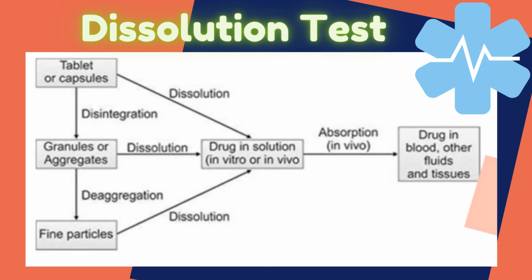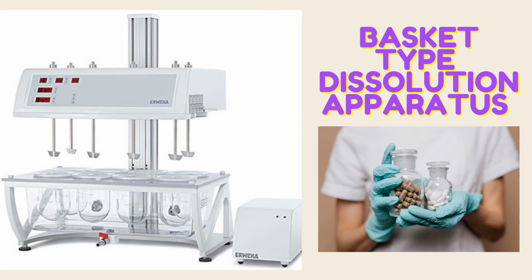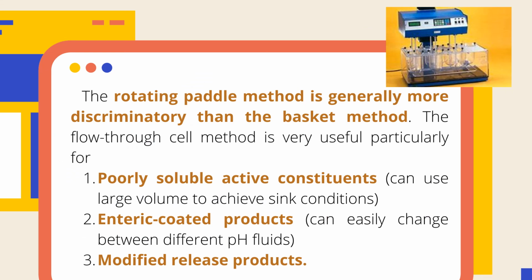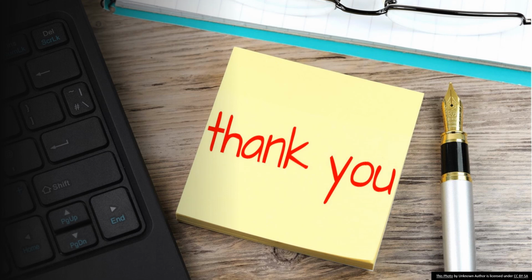The dissolution test is very important to check, even if your tablet is disintegrated, in how much time it is actually absorbed into the systemic circulation. Whether you take capsules or tablets, only through the dissolution test can you say that the absorption time is this much. It basically measures the amount of time required for a given percentage of the drug substance in a tablet to go into solution under a specified set of conditions. My dear students, there are different types of apparatus used in dissolution, like the basket type and paddle type. Depending on your formulation, you need to select the kind of apparatus.